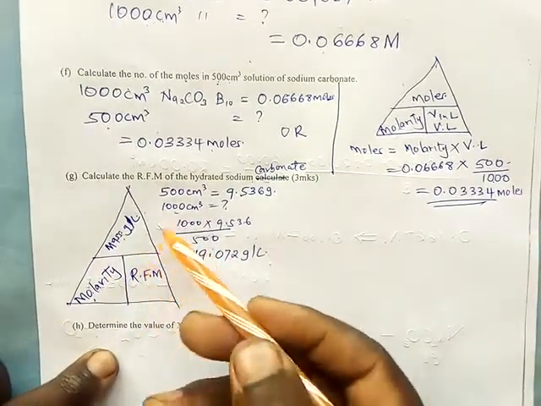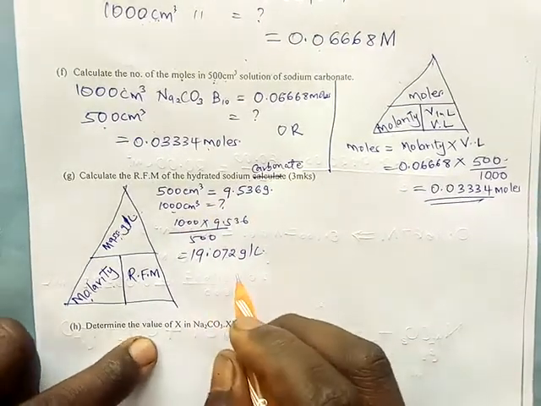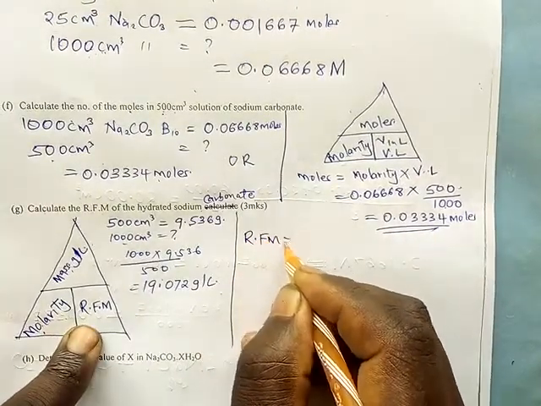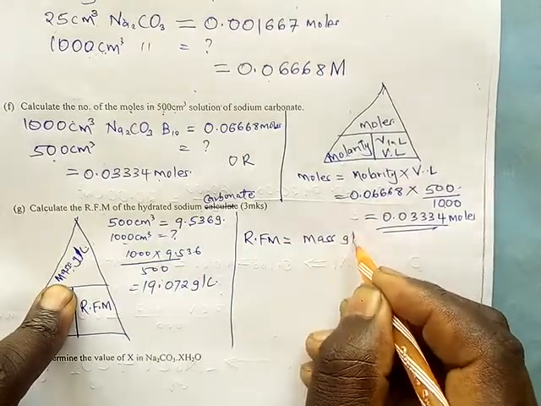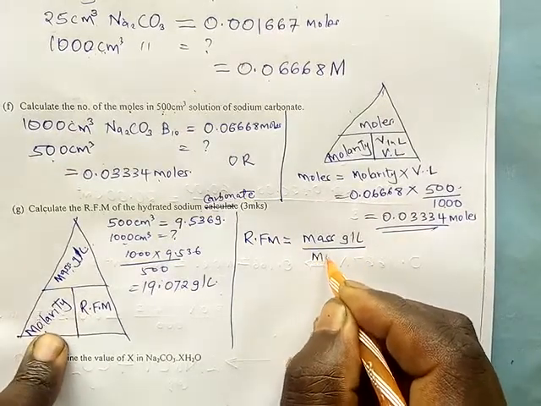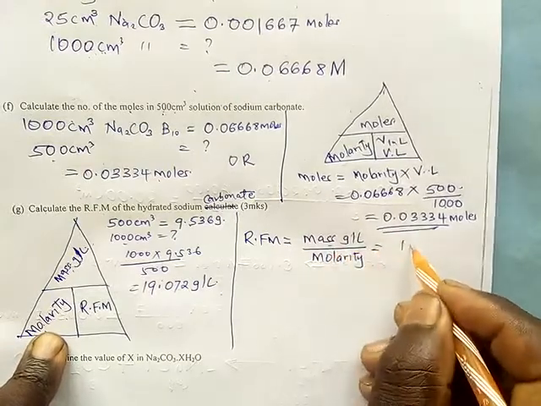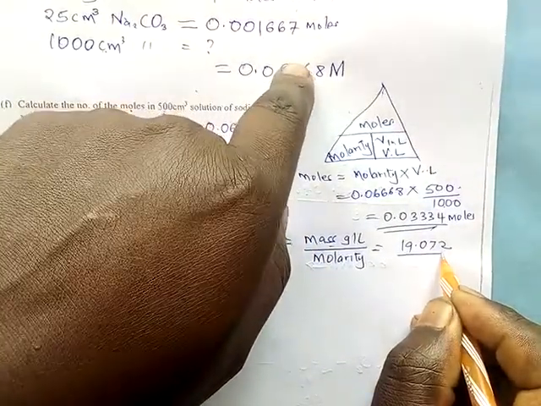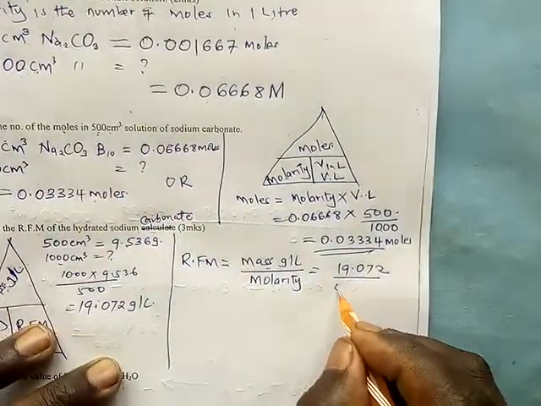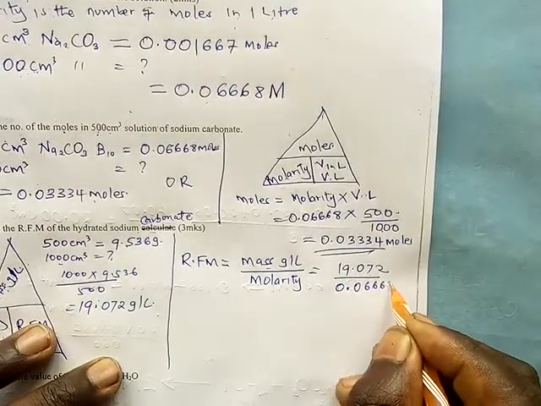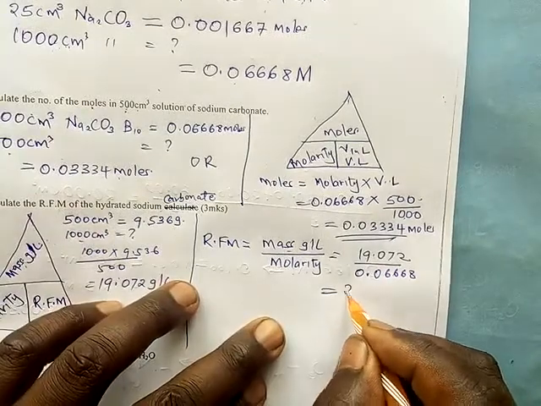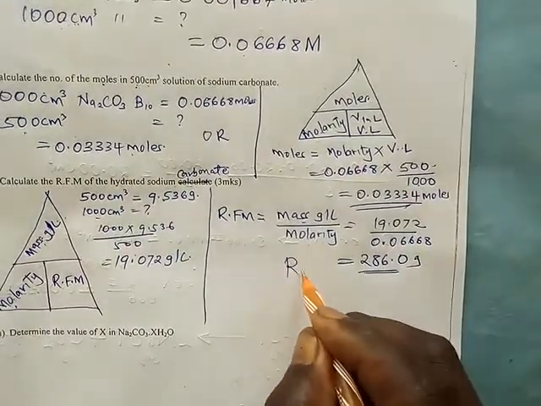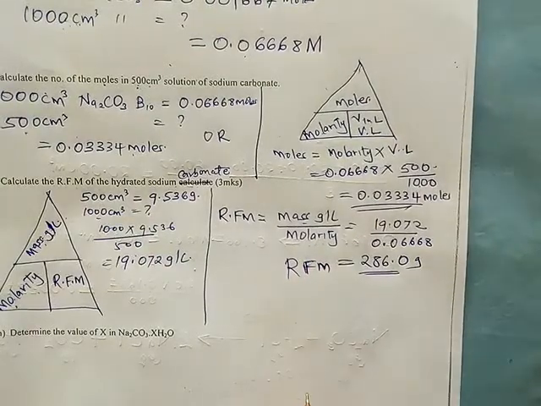So if we have this one, and then we have the molarity of the carbonate, then it is simple. Now, the formula says that RFM is equal to mass in grams per liter of the carbonate divided by molarity of the carbonate. This one is 19.072. That is the mass. And then the molarity is here of the carbonate. Remember, the molarity of the carbonate is here, 0.06668. Use your calculator and you have to get 286.0 grams. And this is the RFM.